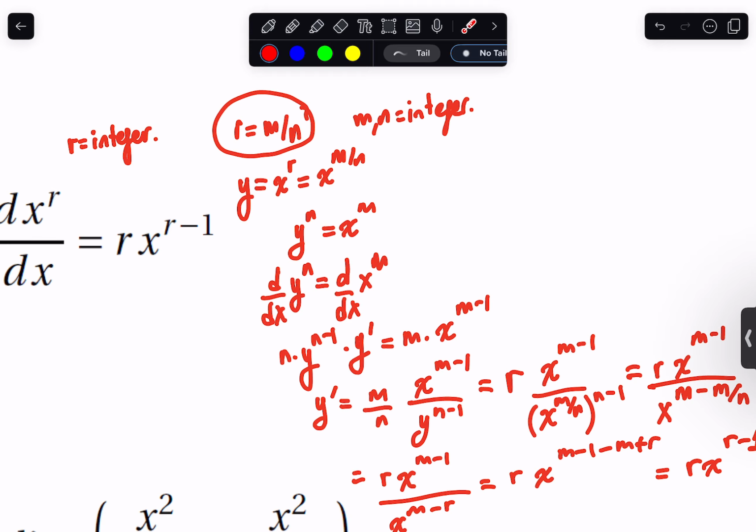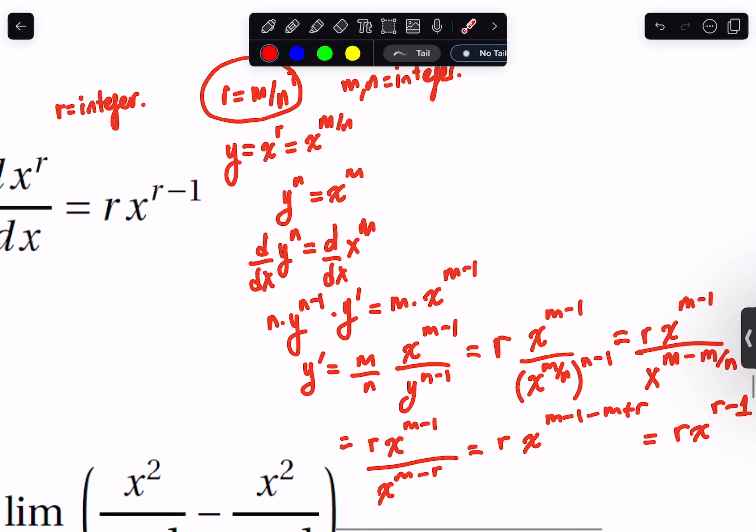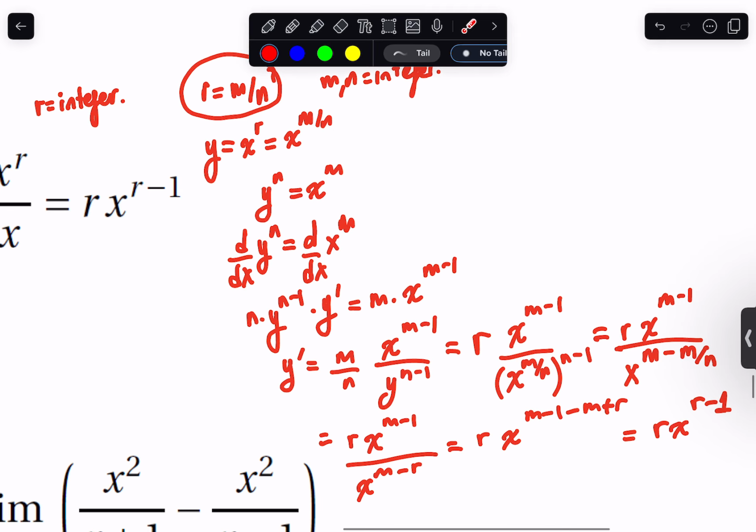Now if we take the nth power of both sides, we get y to the power n equals x to the power m. Now let's take the derivative of both sides with respect to x. The derivative of the left-hand side, we use implicit differentiation, is n times y to the power n minus 1 times the derivative of y. And the derivative of the right-hand side is m times x to the power m minus 1.